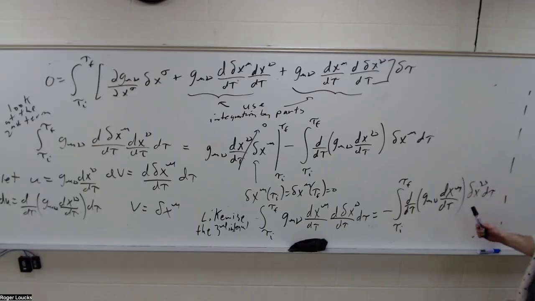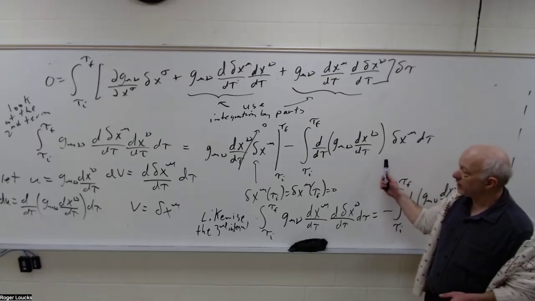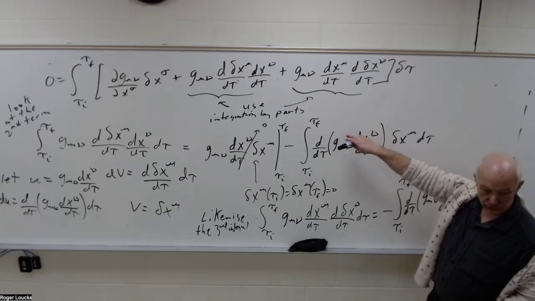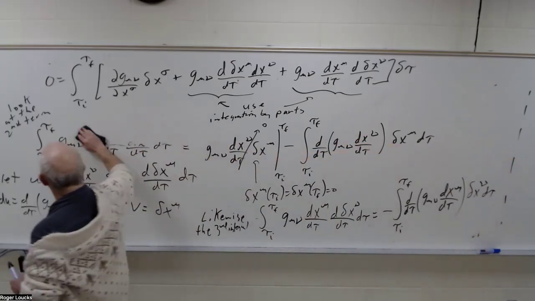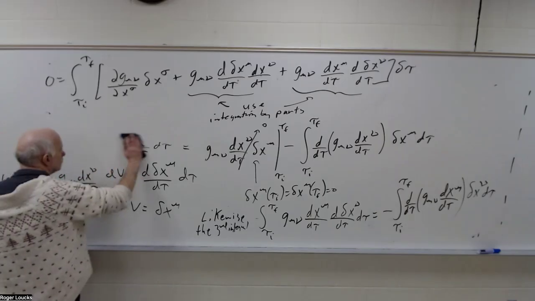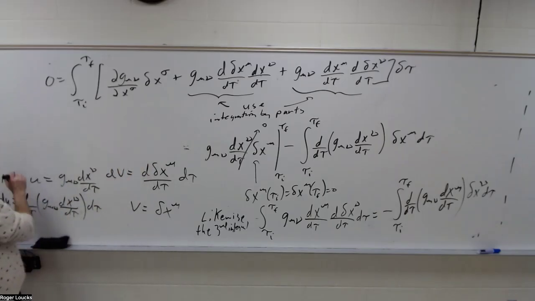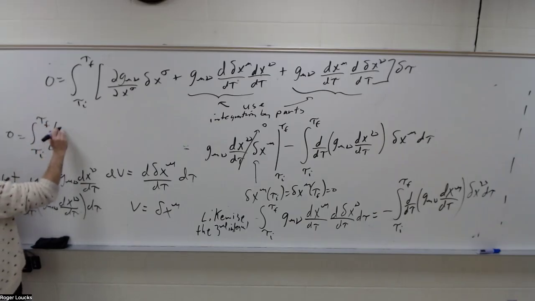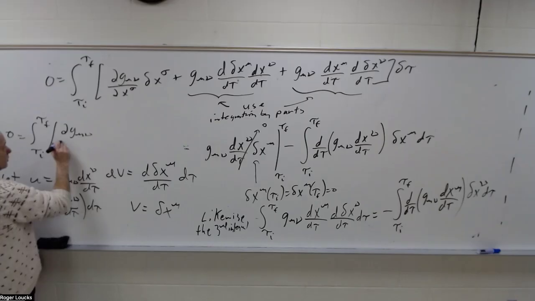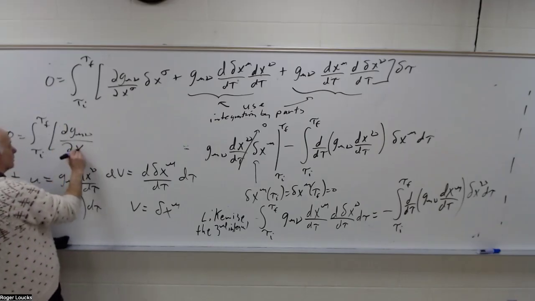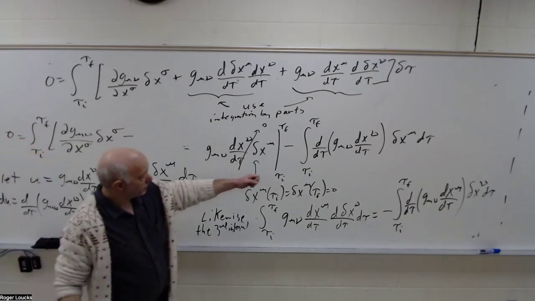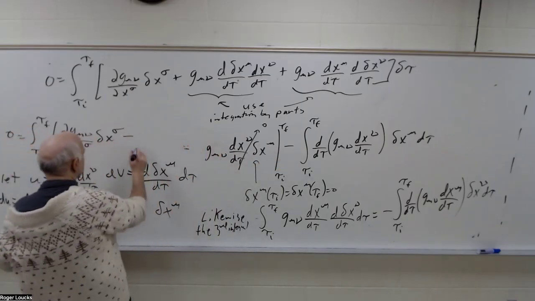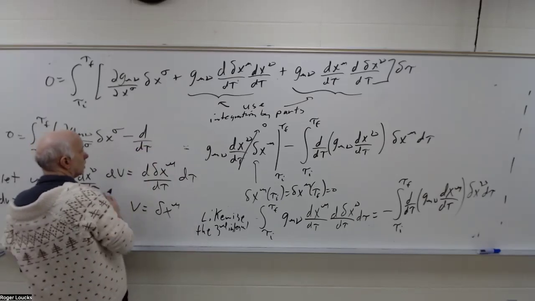So what I'm going to do is basically erase this line here and write the line below this. Is that okay? So the zero equals the integral from tau initial to final of partial g mu nu, partial x sigma, dx sigma, minus my buddy right here, and I put up the integral, so d by d tau of.